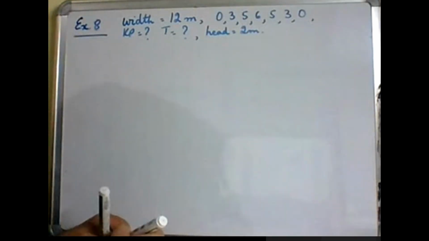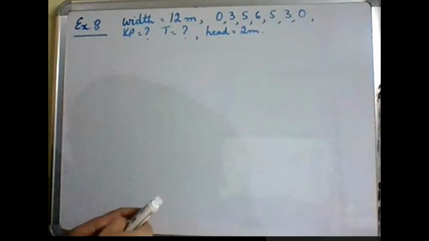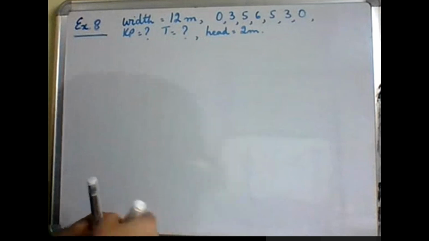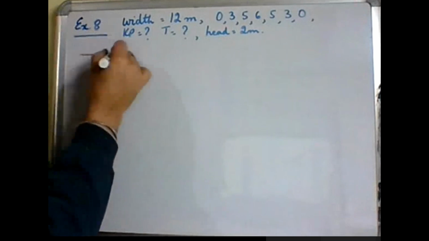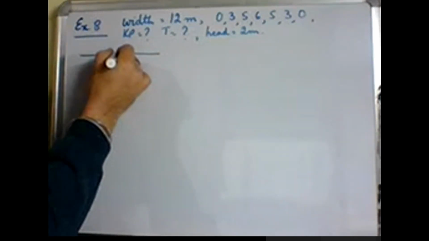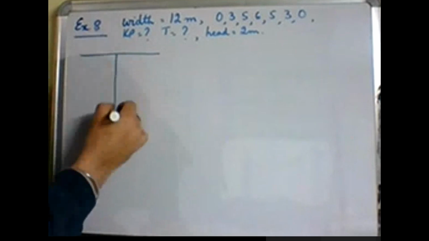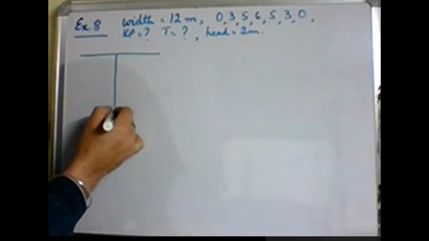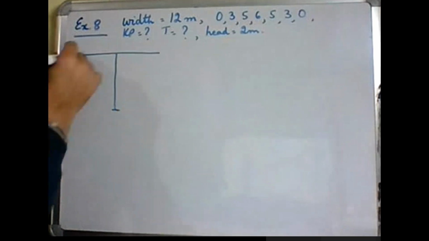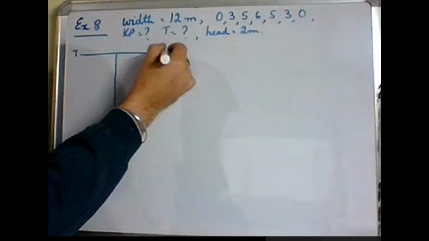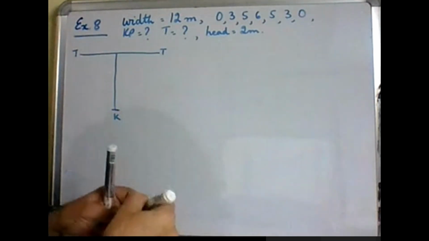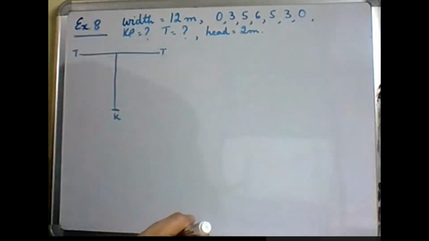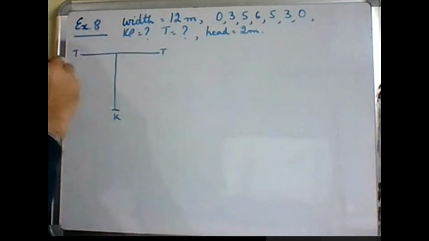So let's draw a diagram first. This is a bulkhead again, same story. A bulkhead will have a top, a certain height, and a certain bottom. This is the top, the tank top. This is the keel. The width of the bulkhead is 12 meters. Okay. So port to starboard is 12 meters.